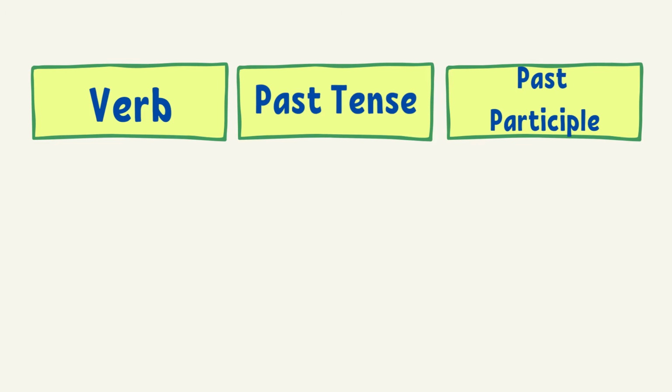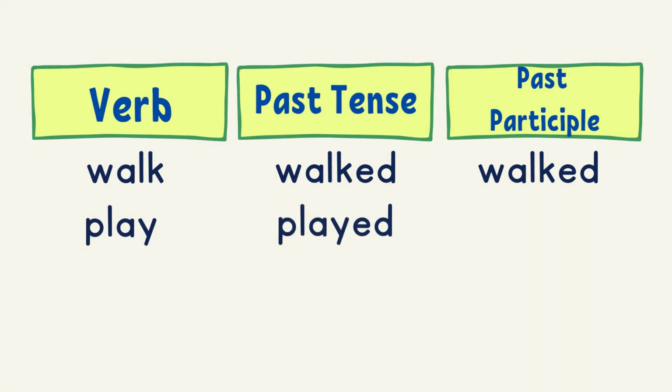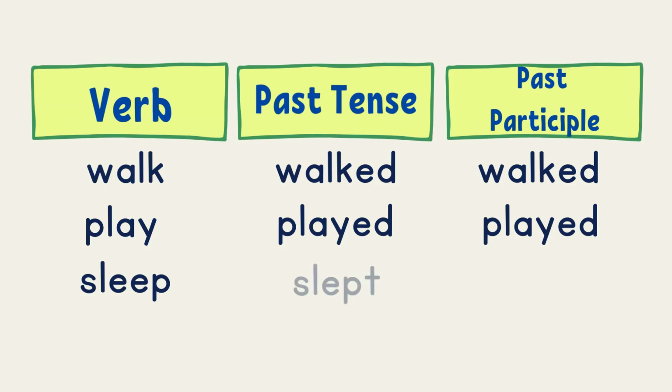Here are some examples. For most verbs, the past tense and the past participle forms of the verb are the same. Let's take a look at some examples. For the verb walk, the past tense is walked, and the past participle is also walked. For the verb play, the past tense is played, and the past participle is played also. For the verb sleep, its past tense is slept. Its past participle is slept also.